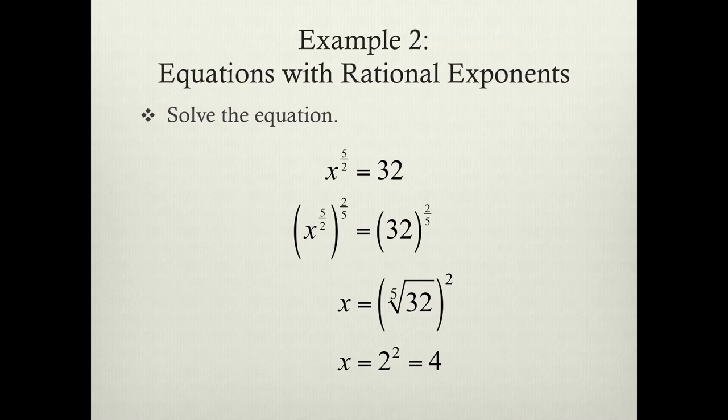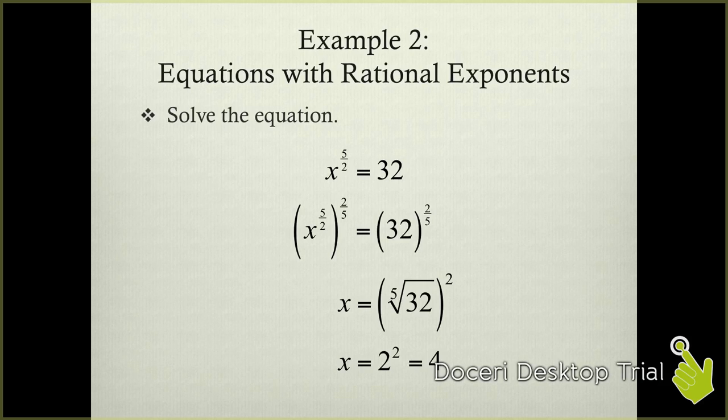And if we want to go back and check, putting 4 in for the x means we're taking 4 to the 5/2 power. Well, the same thing. The 2 tells me I need to take the square root of 4, so that's going to be 2, and then I take that to the 5th power, and it does indeed give me the 32 that I have in my equation.